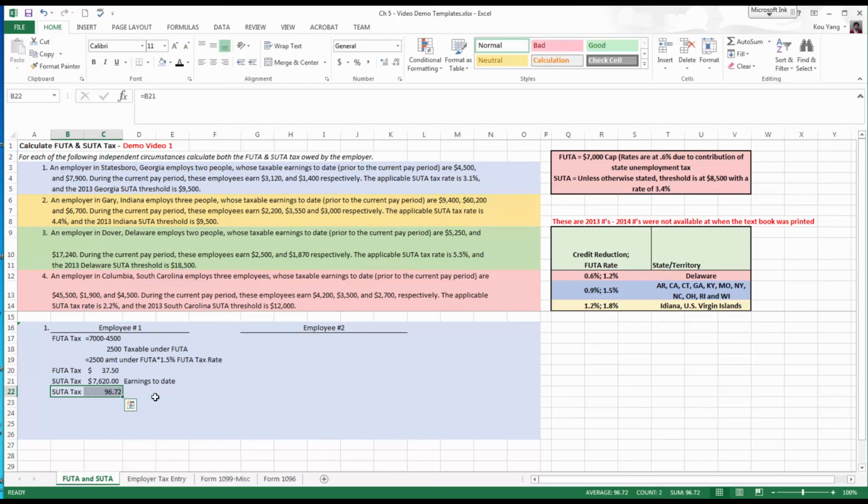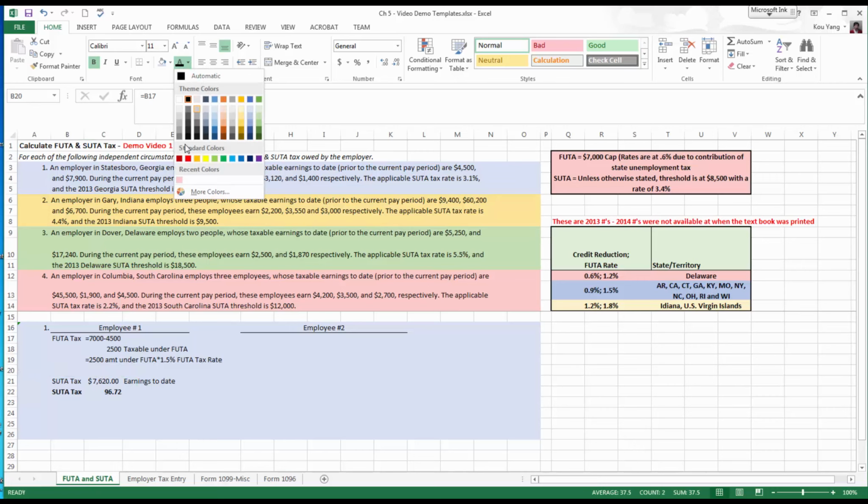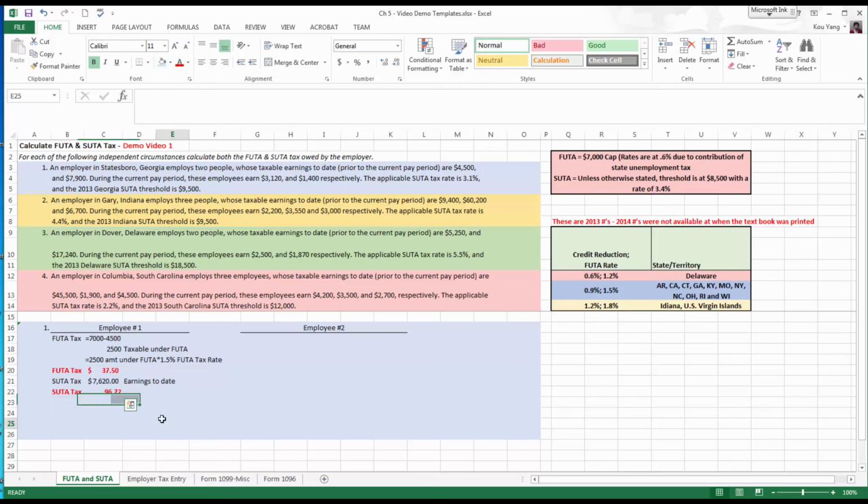These are the amounts that we are looking for, these two right here. Let me highlight and bold them so we know that we have calculated the two amounts we are looking for: the FUTA tax and the SUTA tax. Now let's do the same thing for employee number 2.